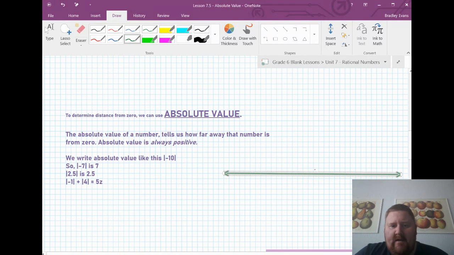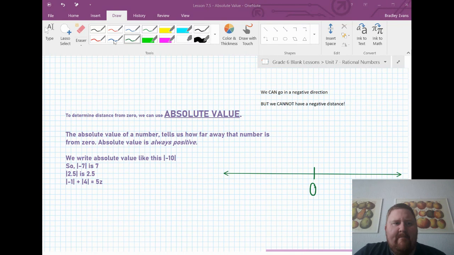So here is 0 here. Absolute value tells us how far away a point is from 0. And if we're measuring distance, distance can never be negative. We can never have a negative distance. We can go in a negative direction, but we cannot have a negative distance. Let's see what I mean by that.